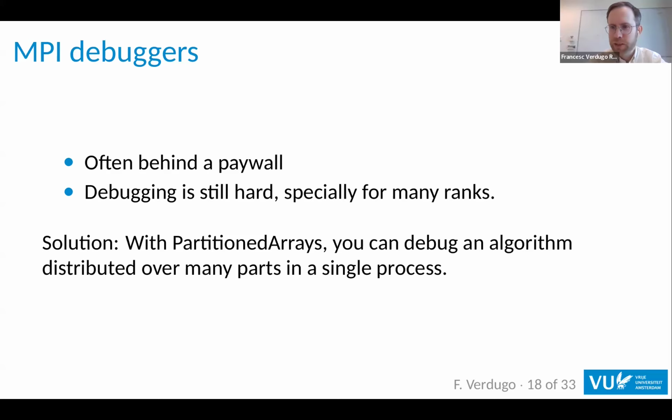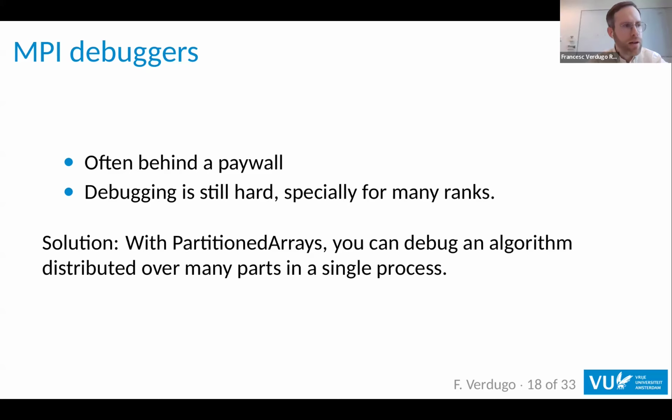And still, even with the most advanced MPI debuggers, debugging MPI code is still very, very hard because you are not solving the fundamental issue here, which is that you have several processes running in parallel, and you will have a lot of types of problems associated with this parallel execution. And this is what we are trying to solve with partitioned arrays. We try to reduce as much as possible the need for parallel debugging. And I think we have managed pretty well so far.